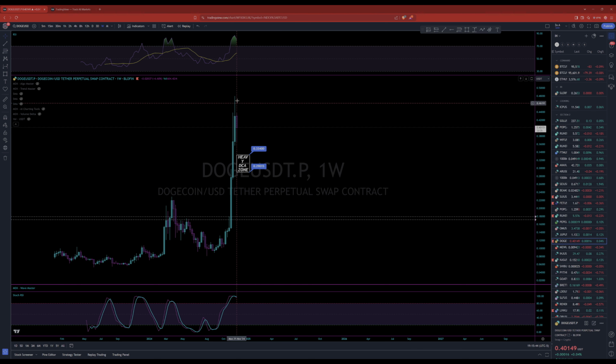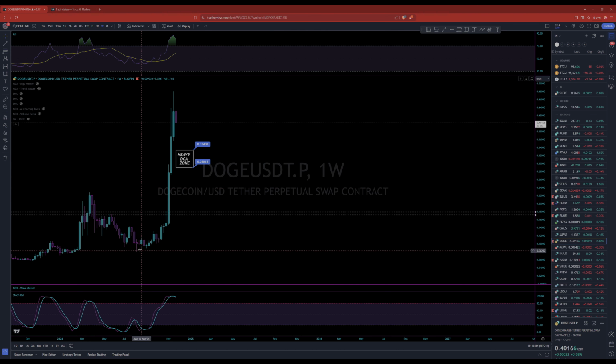How do you buy this? You know that it's a strong coin or project or whatever it is, but you don't buy this. That's buying the top. So what do you do? You identify support and resistance, and I'll show that in another video.